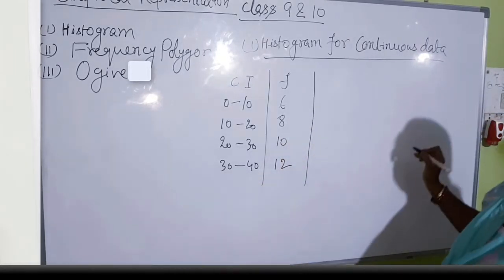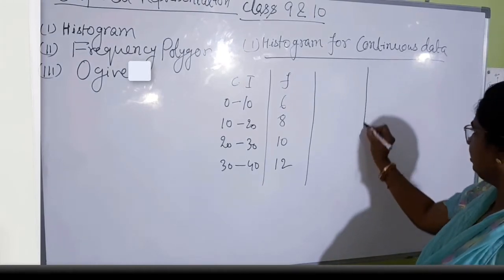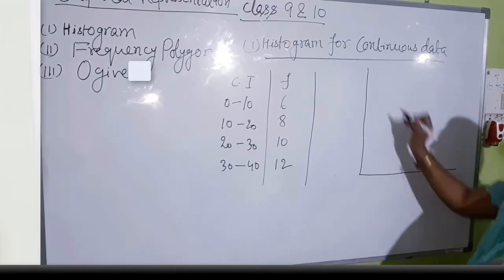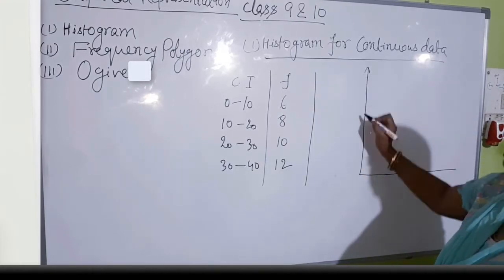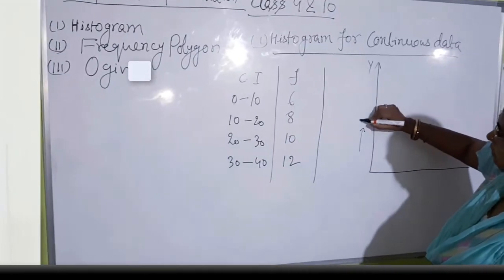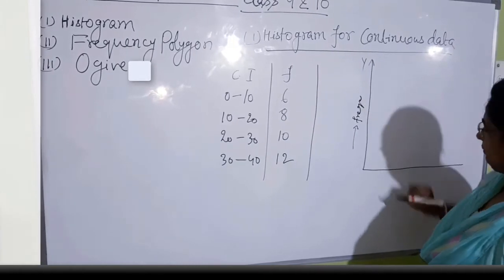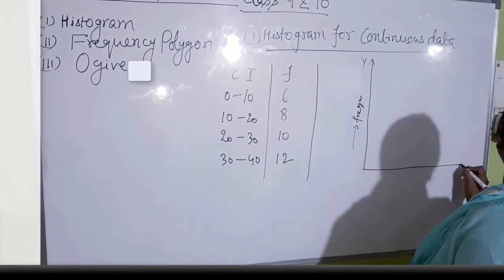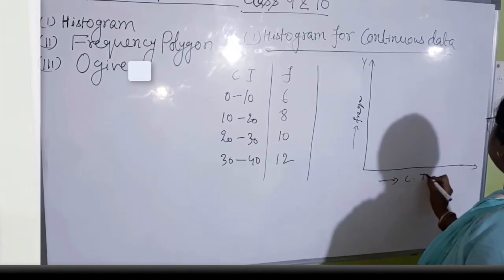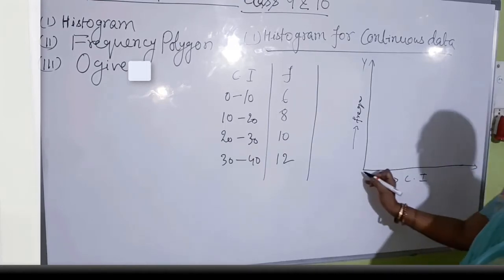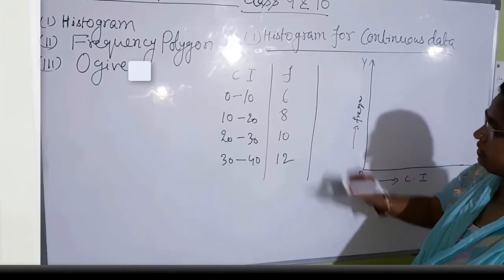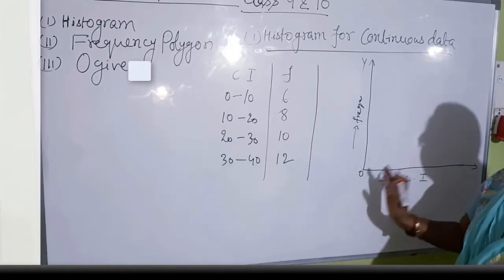Then, there are two axes in your graph, x-axis and y-axis. This vertical line is the y-axis. Along the y-axis, generally we will take frequency, and along the x-axis, we will take class interval. This point is 0. And now from 6, 8, 10, 12, we can take an interval of 2 for frequency.